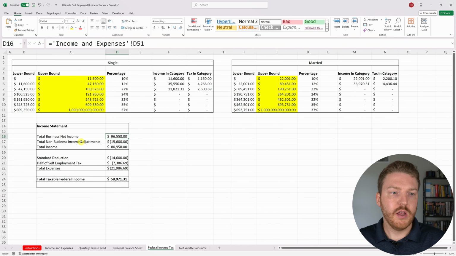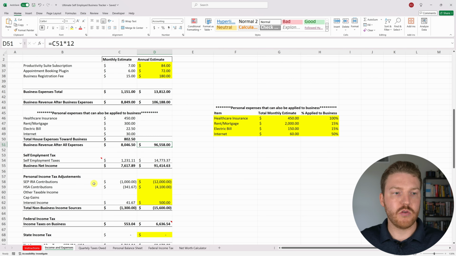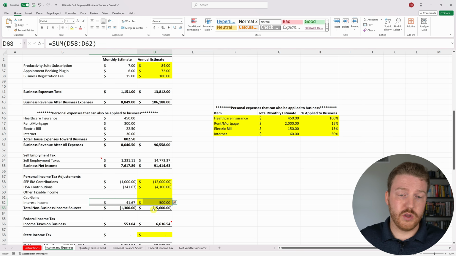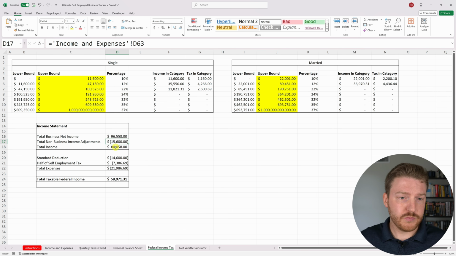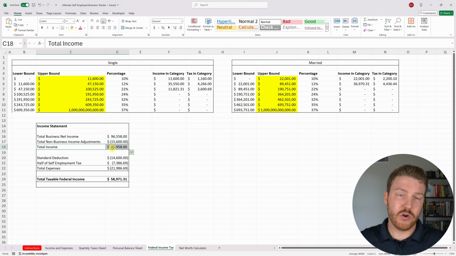We go back over here. Now we can take a total non-business income adjustment, which is going to be from D63. So if we go over to D63, we see that that is the amount that we had for all these things like the self-employed IRA, the HSA, all that stuff I talked about. Potential other incomes would actually increase this amount. So in this example, we're reducing it by that much. And we figure out this total taxable income is about $81,000 for your federal income taxes, those personal federal income taxes.